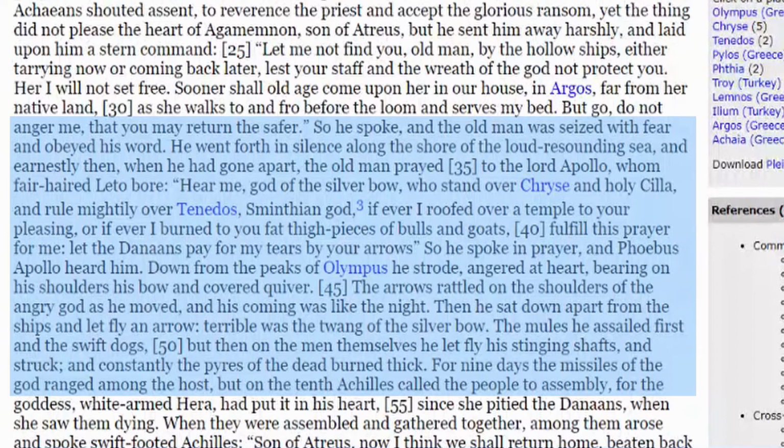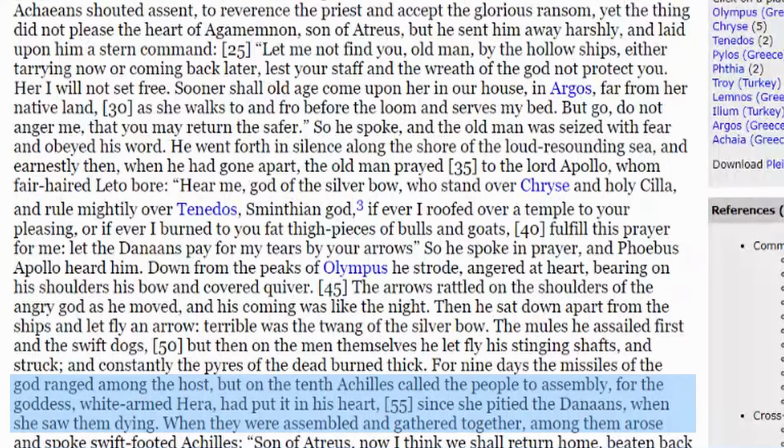He's described as shooting his arrows, but it's also described as a pestilence. It seems to take the form of, rather than people actually just being hit from arrows that come out of nowhere, a pestilence that kind of strikes people down. It starts with the mules and the dogs and then spreads to the men themselves, much like an actual pestilence would or might. And then the pyres of the dead are burning thick. For 9 days, the missiles of the god ranged among the host.